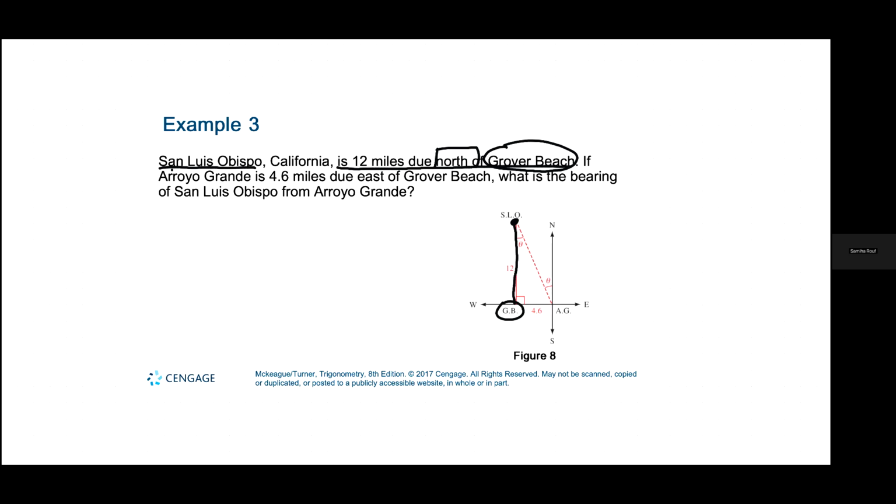Now, what does the next part say? The next part says, if Arroyo Grande is 4.6 miles due east of Grover Beach. Okay. So again, starting point, Grover Beach, and you have to go east. The city would be east of it. So east is that way. Hence, Arroyo Grande is over here. Notice that this created a right triangle.